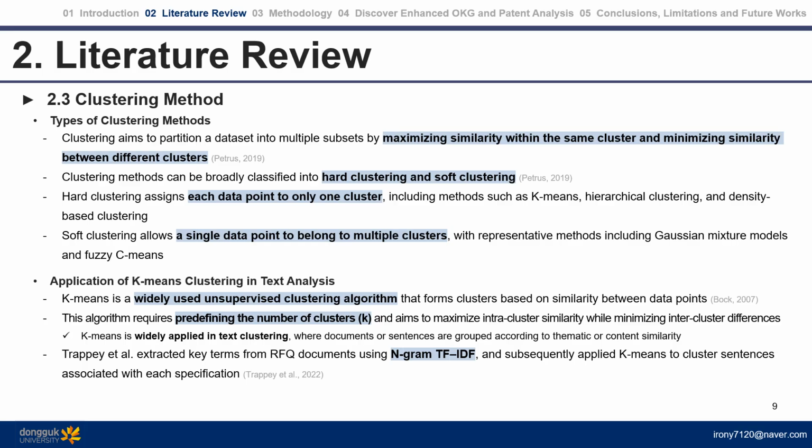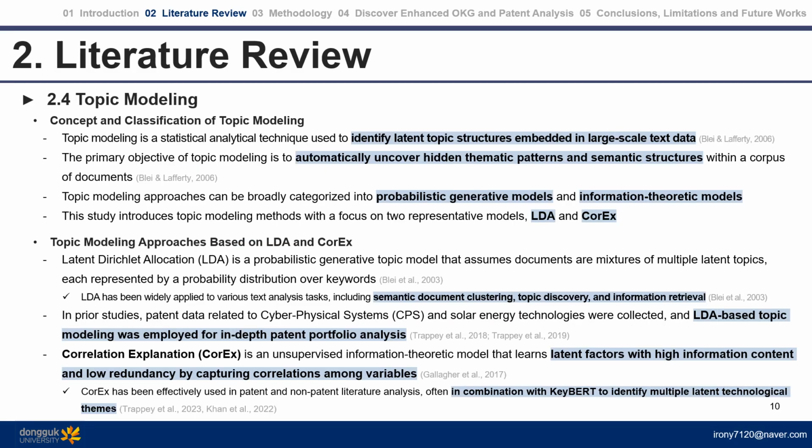K-means is a widely used unsupervised clustering algorithm. This algorithm requires predefining the number of clusters and aims to maximize intra-cluster similarity while minimizing inter-cluster differences. Trappey extracted key terms from RFQ documents using n-gram TF-IDF and subsequently applied k-means to cluster sentences associated with each specification. Topic modeling is used to identify latent topic structures embedded in large-scale text data.